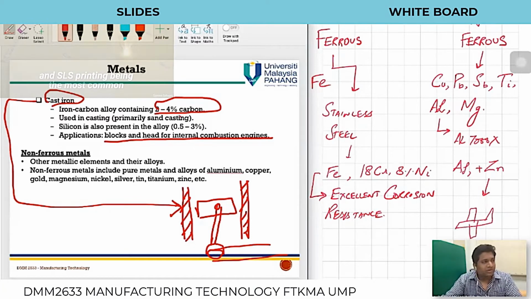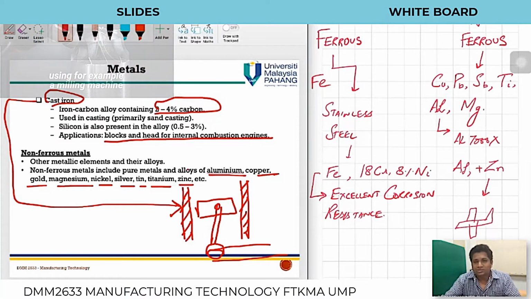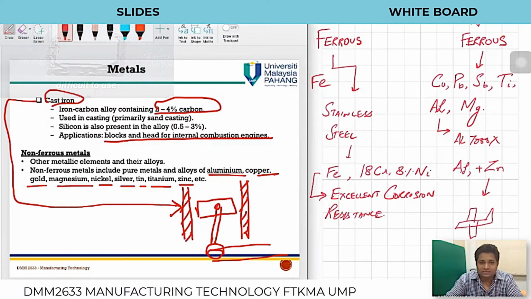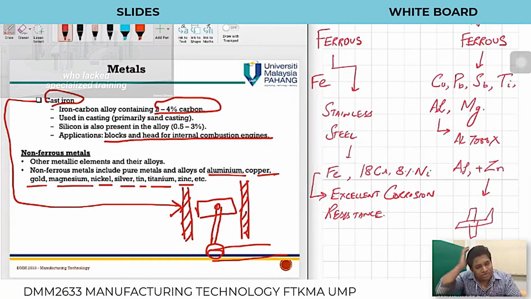Now I talked about non-ferrous metals. Non-ferrous materials are metals like aluminum, copper, gold, magnesium, nickel, silver, tin, titanium, and zinc. They have different properties, so they are also used in different applications. Aluminum is used in car bodies. Then copper is used in electrical wires. So there are different applications.